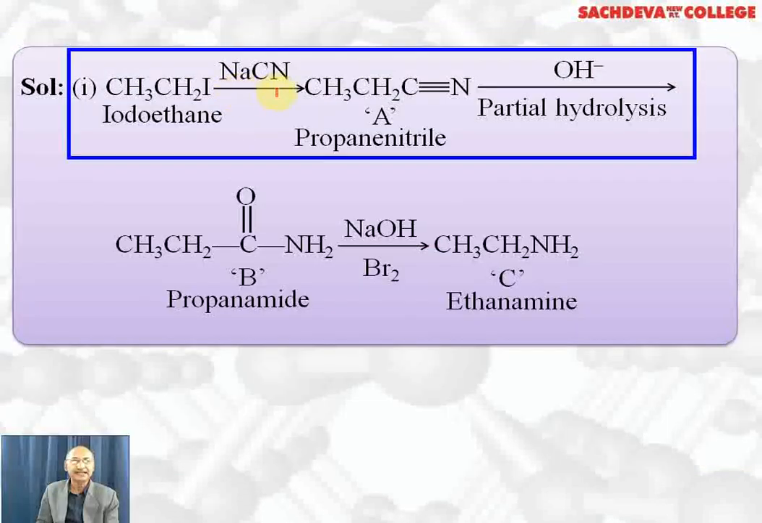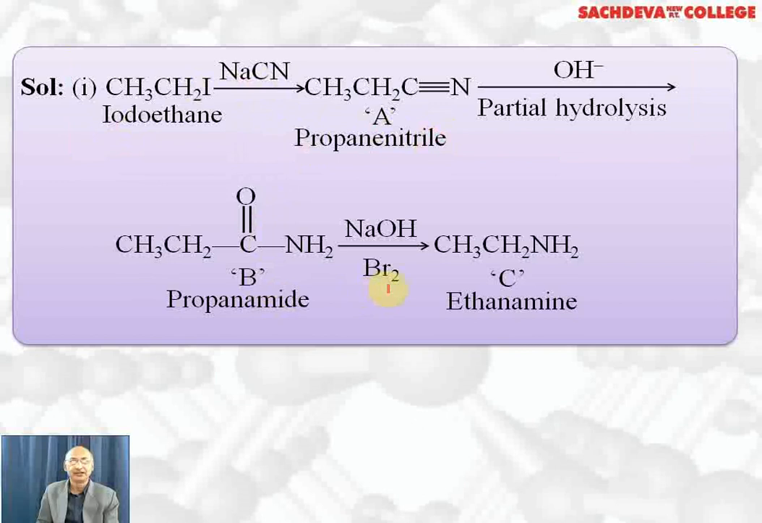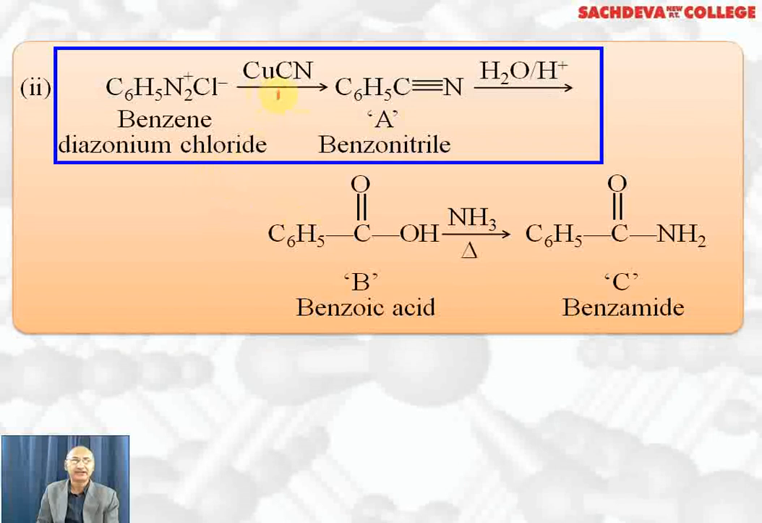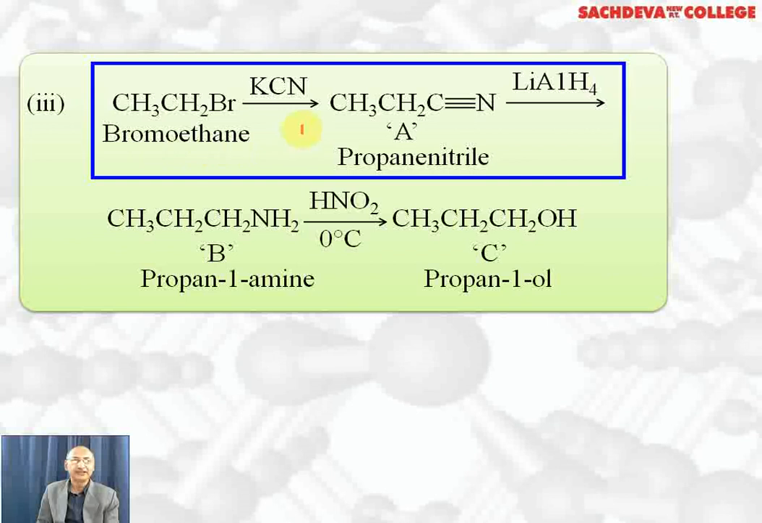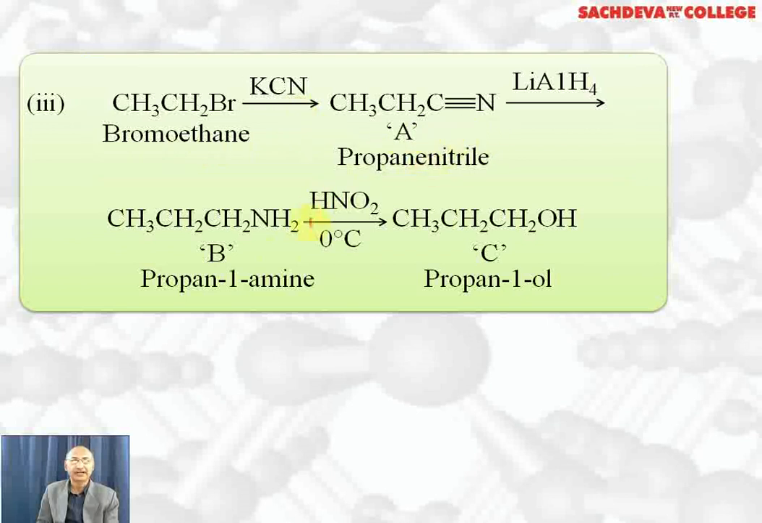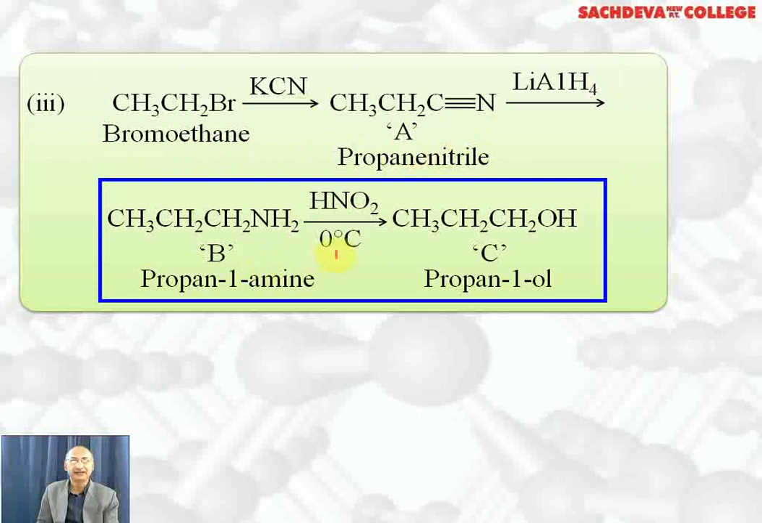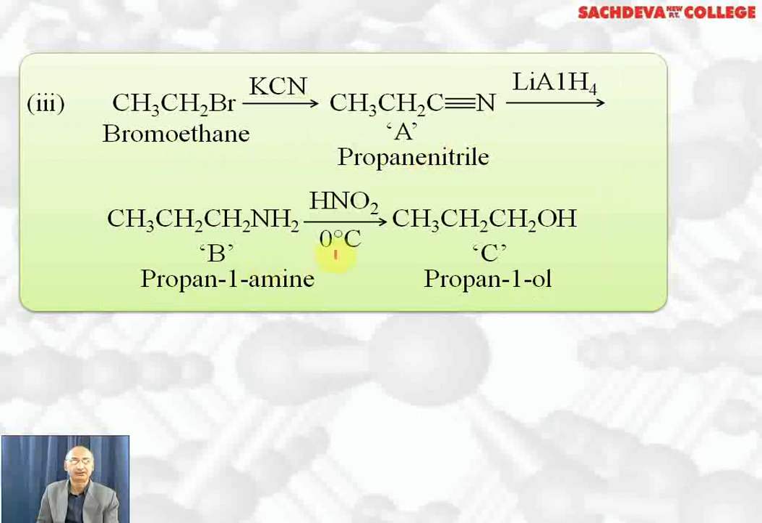When we react with NaCN, iodide will be replaced by cyanide, we'll get propane nitrile. On partial hydrolysis, we get amide. On treatment with Br2 and NaOH, we get amine. Benzene diazonium chloride, when reacts with CuCN, we get benzonitrile. On hydrolysis, we get benzoic acid. With ammonia, we get benzamide. Bromoethane reacts with KCN to get propane nitrile. On reduction, we'll get propan-1-amine. With nitrous acid, we'll get propan-1-ol.